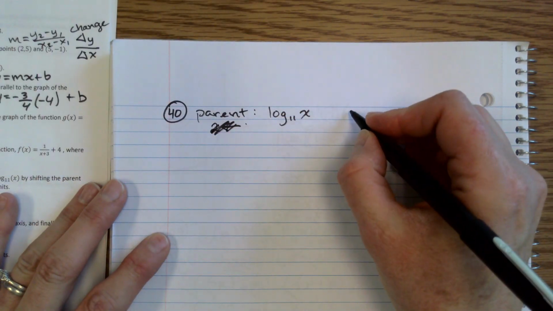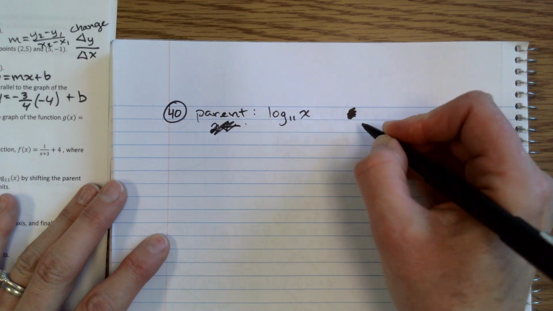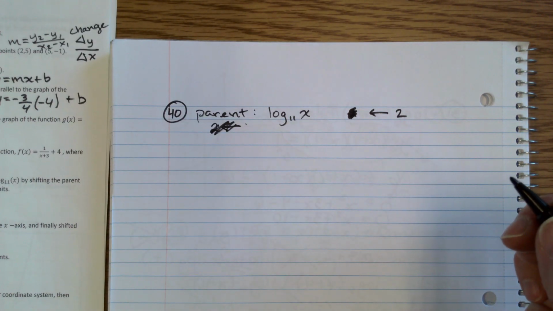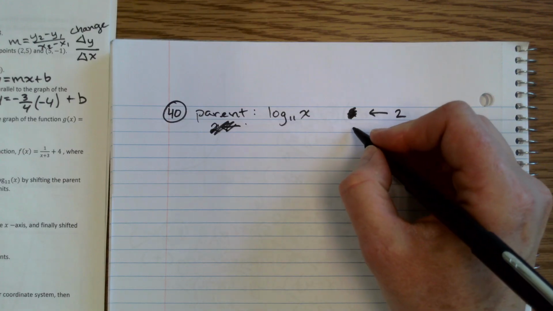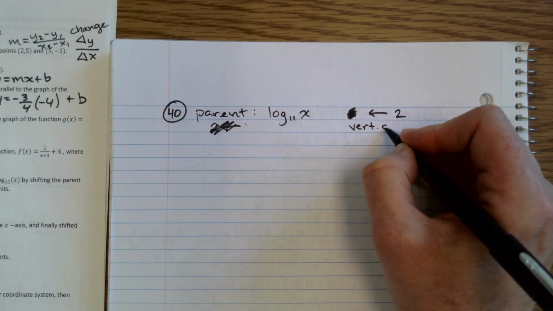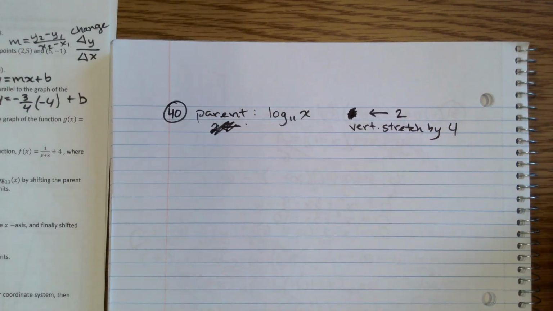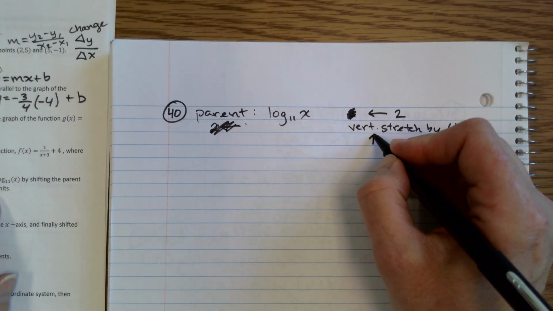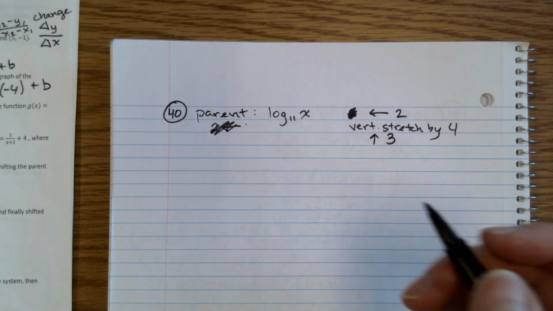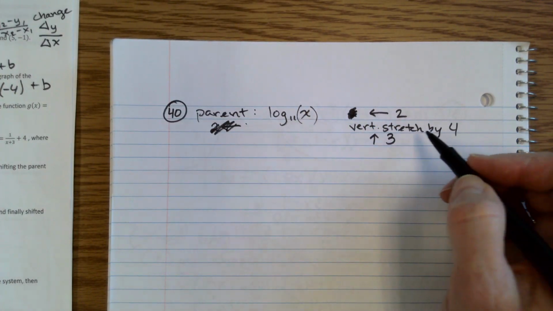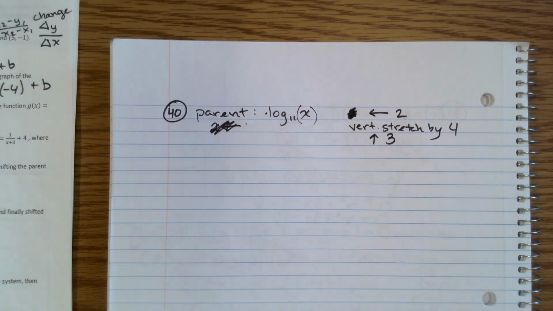Let's write it over here. I want to go left 2, and then I want to vertical stretch by 4, and then I want to shift up 3. 3 transformations. Remember, left, right is next to the x, up, down is at the end, and vertical stretching is you multiply by the number out front.